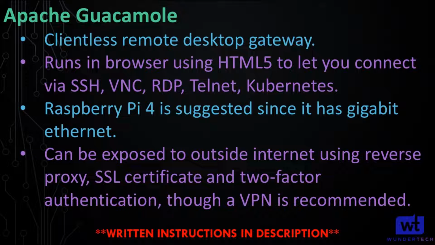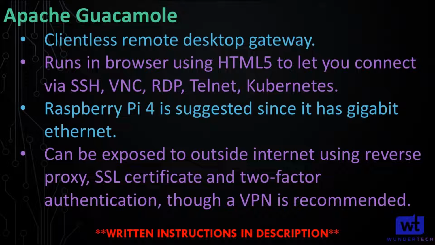Now, I wouldn't use anything older than a Raspberry Pi 4, mostly because a Raspberry Pi 4 comes standard with gigabit Ethernet, which is very handy when you're using Apache Guacamole because everything's done through your network, so having higher network speeds will automatically translate to a better user experience.